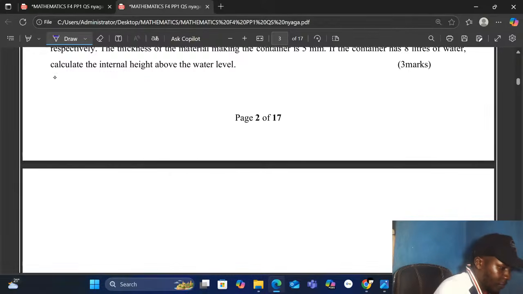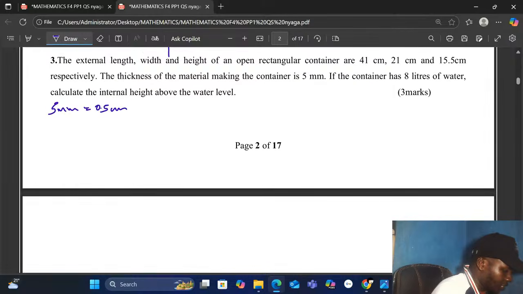Now we can start from here. So 5 millimeters is equivalent to 0.5 centimeters, the thickness of the material. Now we can look at the length. To get the length, we simply take 21 minus the thickness, which is 0.5, minus 0.5 on both sides, so that we have 20 centimeters.